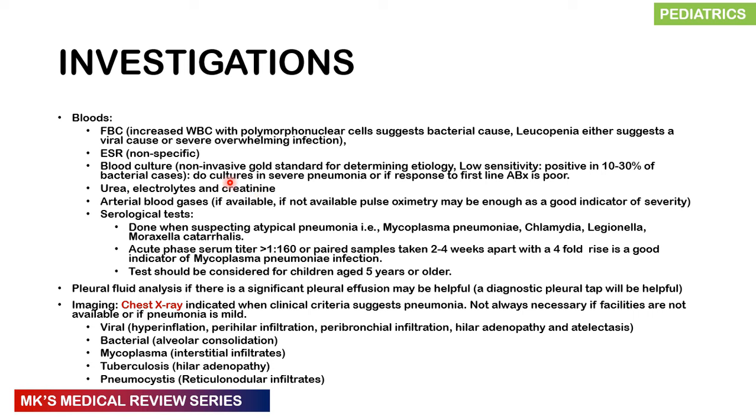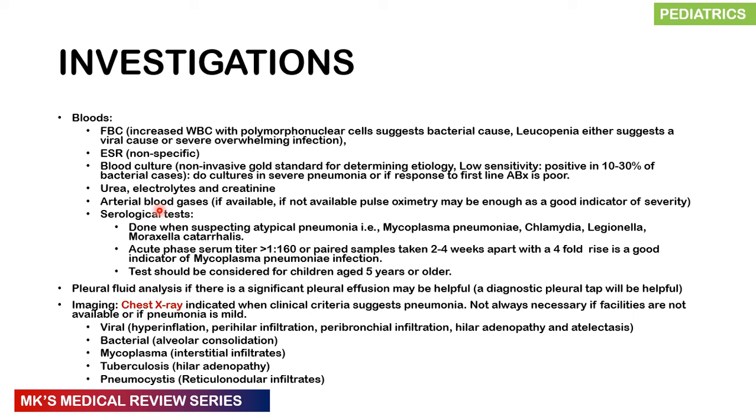And we want to do these cultures in severe pneumonia, or if they are not responding very well to the first line antibiotics. Get urea, electrolytes and creatinine, because there's a risk of syndrome of inappropriate ADH secretion. Get ABGs if they are available, but if they're not, just pulse oximetry is actually good enough to indicate the severity of the condition.